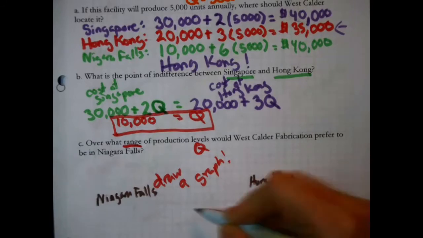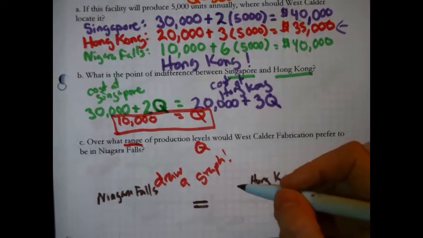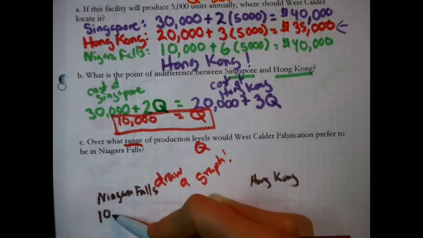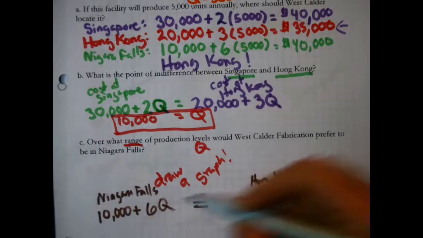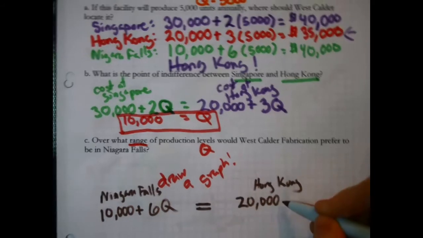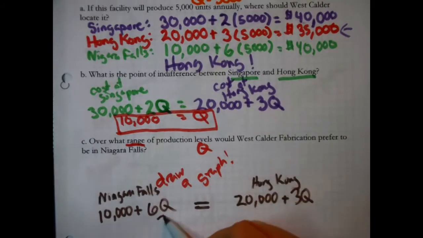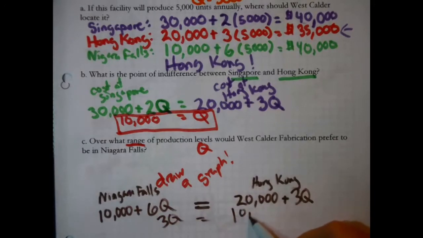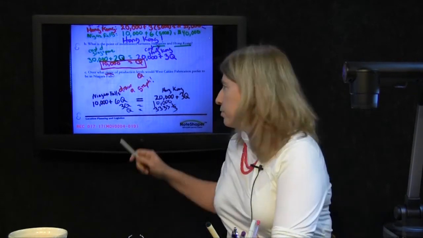Okay, point of indifference, when would they be the same? Because it's essentially a tipping point. For Niagara Falls, you calculate the cost by taking 10,000 and adding 6 times some quantity, and this is really asking when is that the same thing as taking 20,000, the fixed cost in Hong Kong, and adding 3 times the same amount. So that's what 3Q equals 10,000, or Q equals 3,333 and a third. Oh, now, wait. That's the point of indifference.